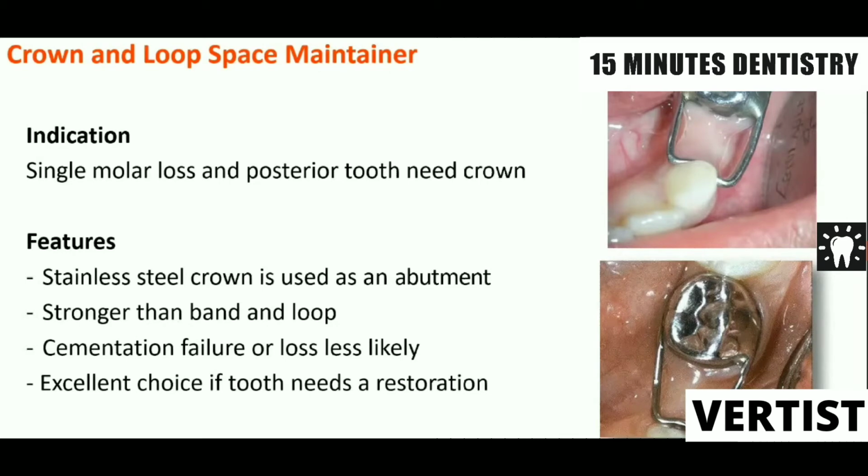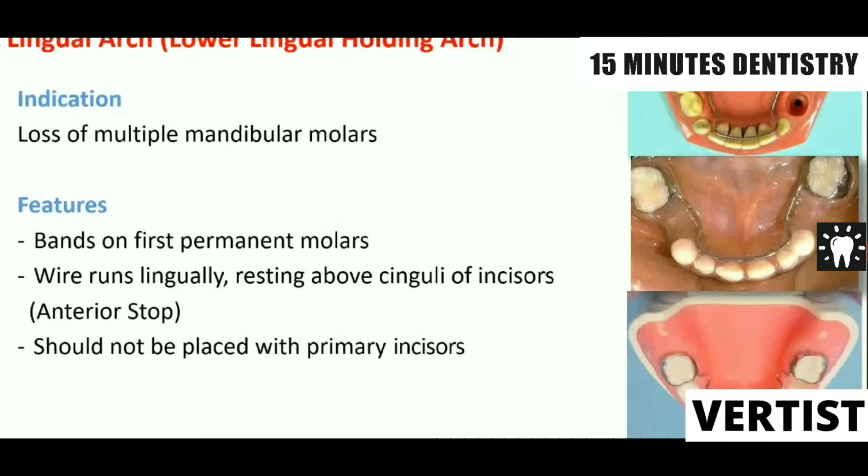The characteristic features are that it is very much stronger as compared to band and loop. The failures of cementation are very less likely to occur because the stainless steel crown is considered to be one of the best restorations in the field of pediatric dentistry. So, single molar loss, where the posterior tooth or the abutment tooth needs a crown or is indicated for a crown, this situation is an indication for crown and loop space maintenance. Third is lingual arch or lower lingual holding arch.